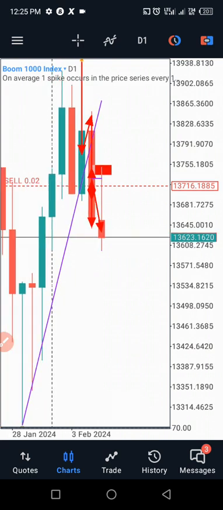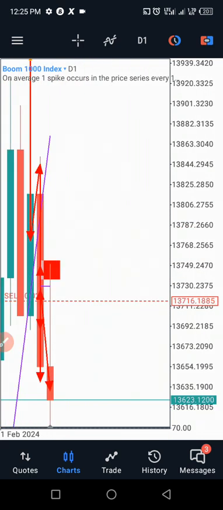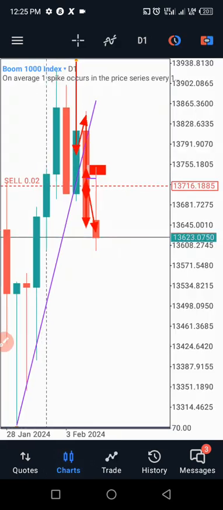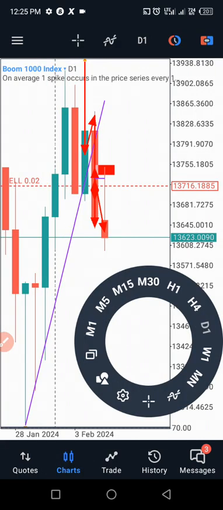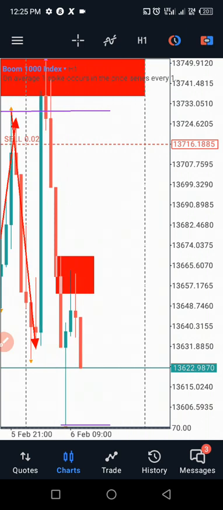So you can see that market is selling hard now. And then what you can do for Boom 1000 now is for you to wait, because market will and must always retrace.